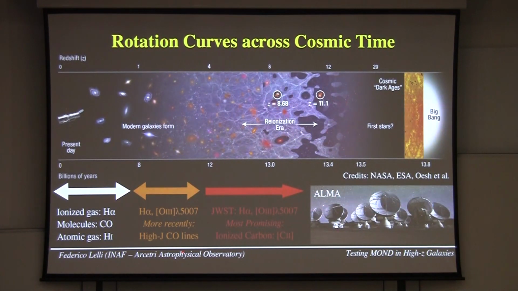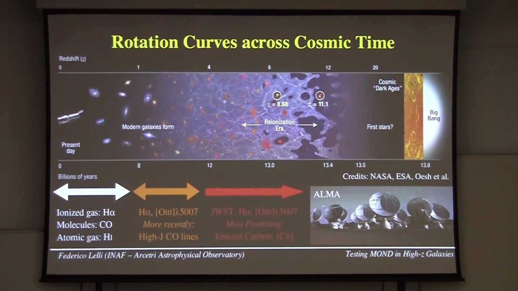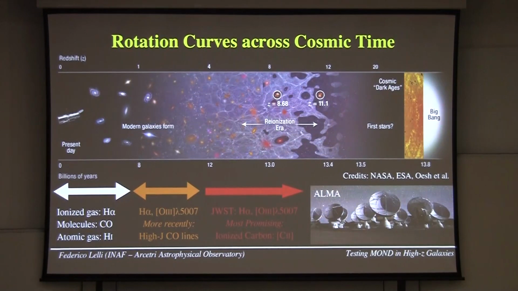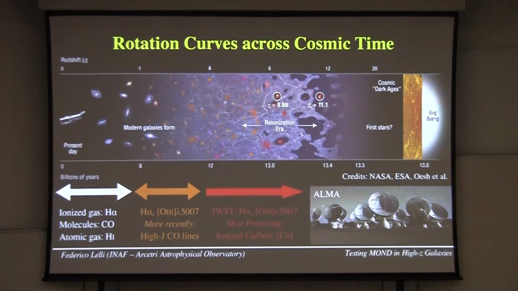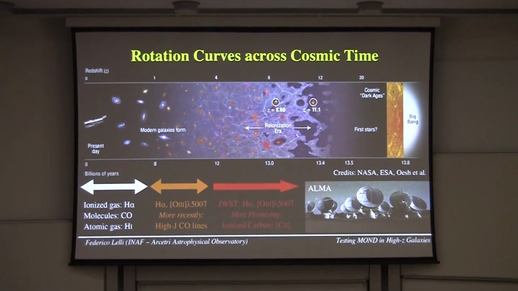And more recently, we started to use high-transition CO lines using the ALMA telescope. And then at redshift even higher than this, above 4, JWST will be able to provide H-alpha and oxygen 3, but actually I think that the most promising line is the ionized carbon line, the C2 line in the far infrared, which I will discuss later during the talk.